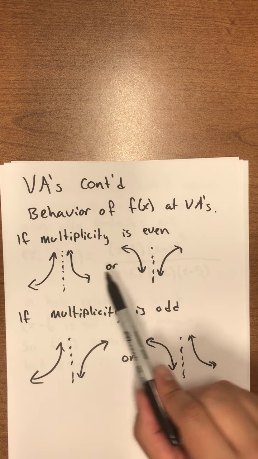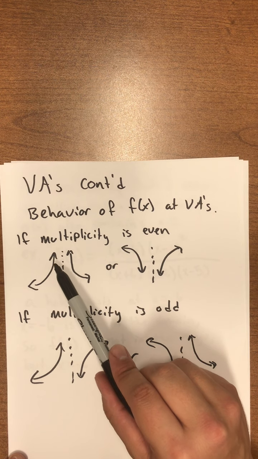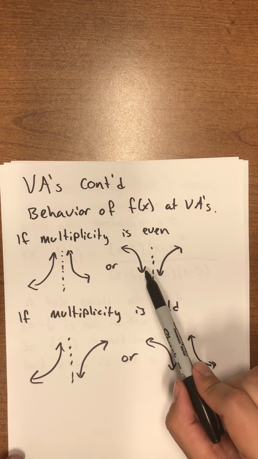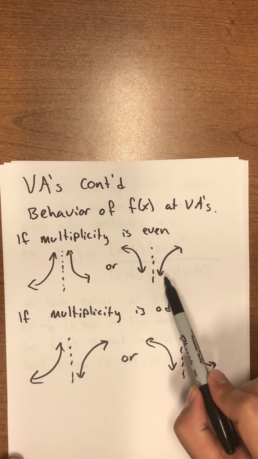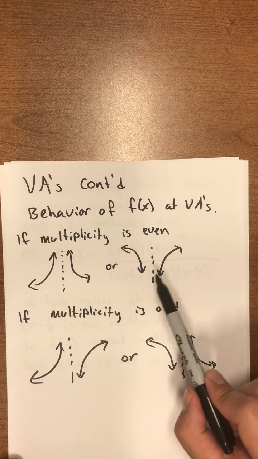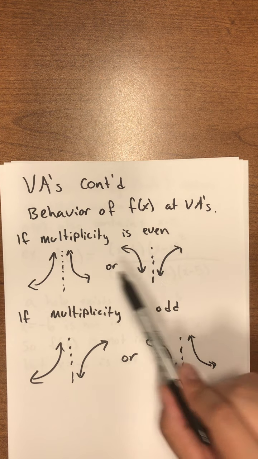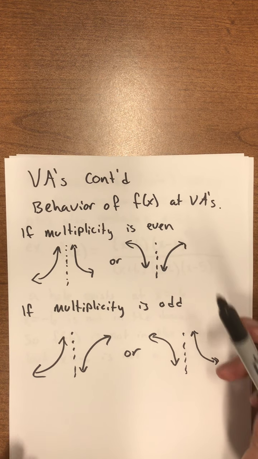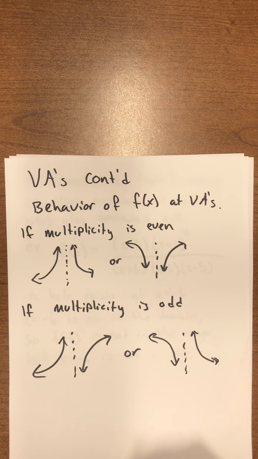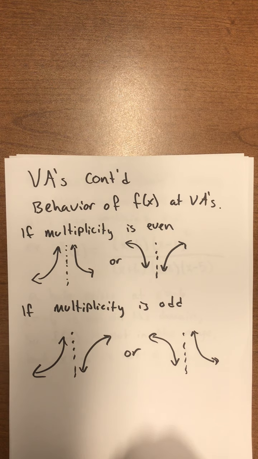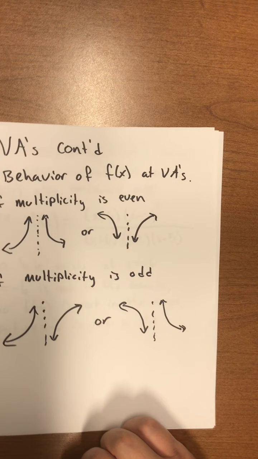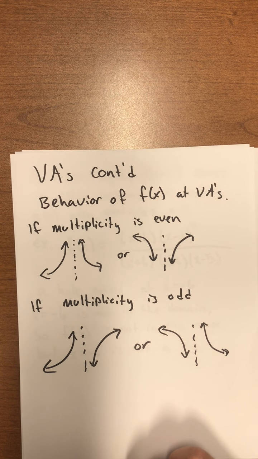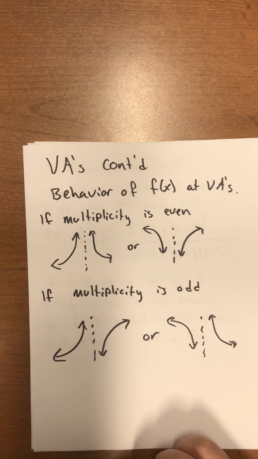So let's say you know that the multiplicity is even, so it's going to go up on the left side and up on the right side of the VA, or it's going to go down on the left side and down on the right side of the VA. In order to determine which one to pick when you're graphing it, you need to use the information around that VA on the graph, and you can always plot ordered pairs. So keep in mind that we had an even multiplicity VA at x equals 1, and we had an odd multiplicity VA at x equals negative 3.